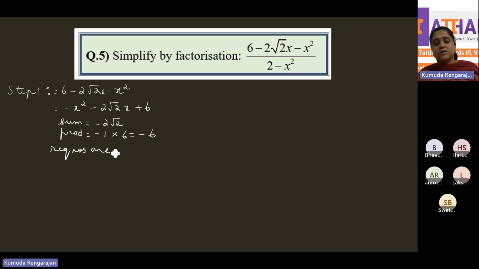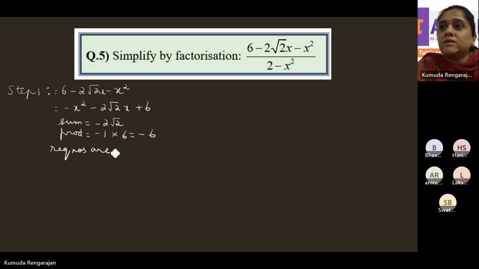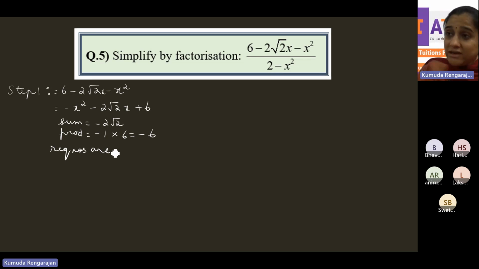I've started. Help me. Tell me the required numbers to split the middle term. The numerator is a quadratic expression. You can see the x squared term, the x term, and the constant, but rearrange the terms. In the numerator, rearrange the terms: minus x squared minus 2 root 2 x plus 6. Correct? We'll solve the numerator, we'll solve the denominator, and then numerator by denominator.